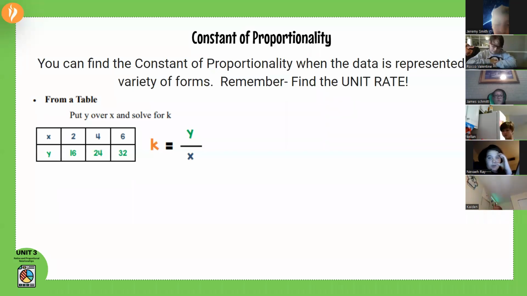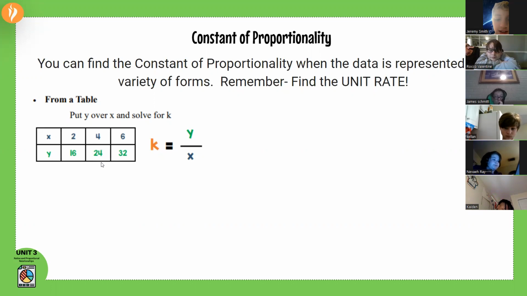You divide y and you divide x and you get 6 for each one. You get 6? What are we going to divide here? 16 divided by what? 2. What's 16 divided by 2? 8, right? Yep, 16 divided by 2 is 8.